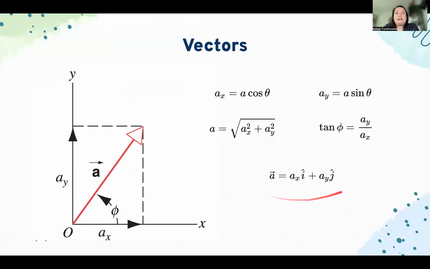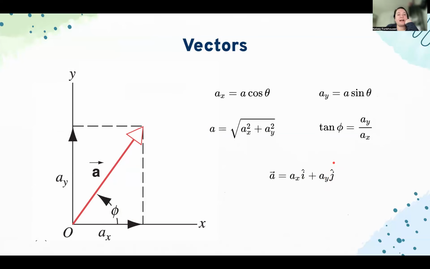And finally, here is a way to represent a vector. So vector A is the x component of vector A times this i hat, is what this is called, plus the y component of vector A times j hat.